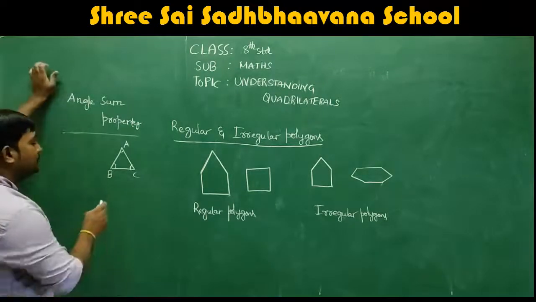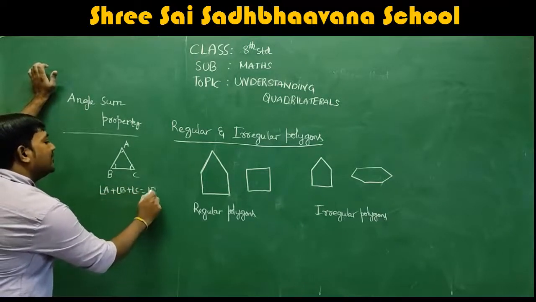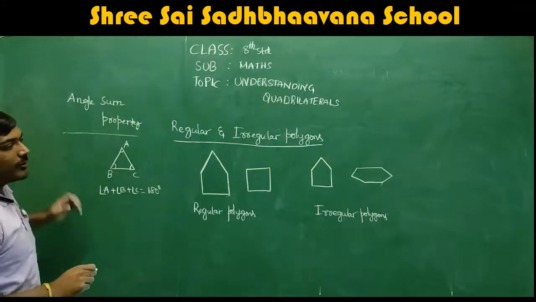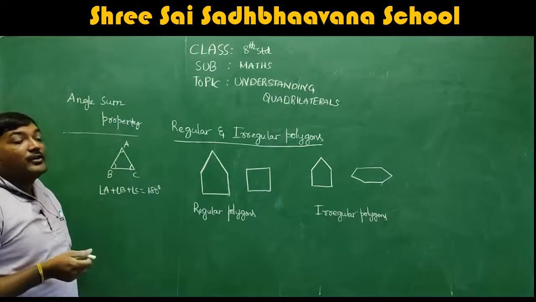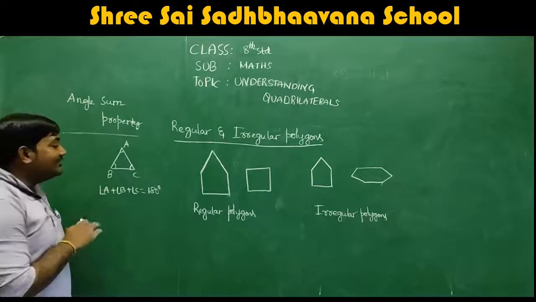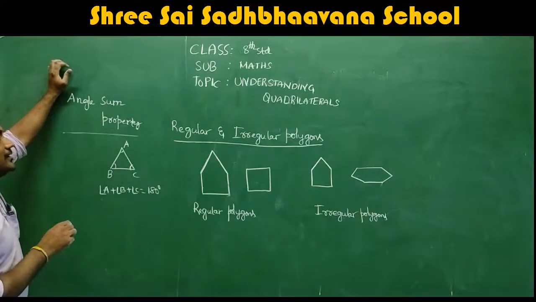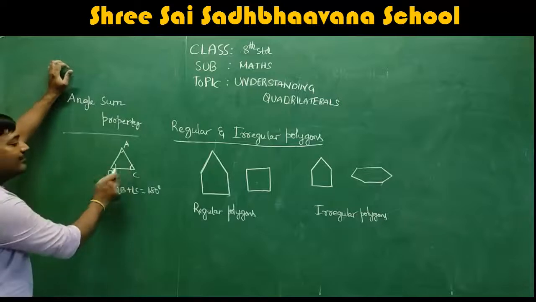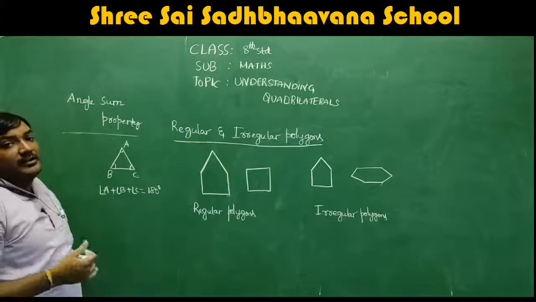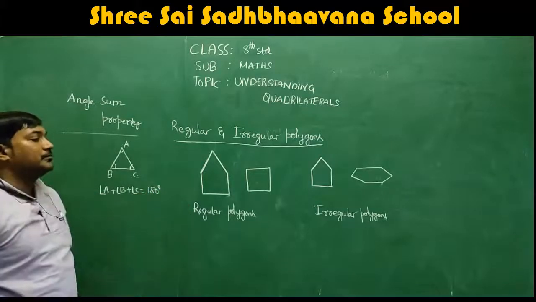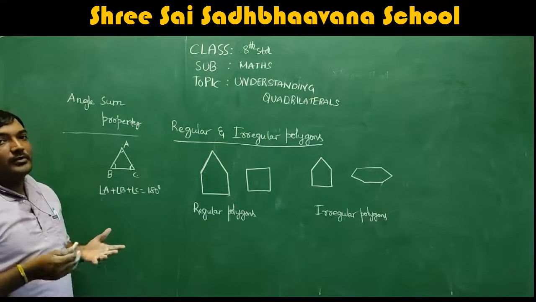So what is the sum of these three angles? You might be knowing this. The sum of all the three angles of a triangle is 180 degrees. This is called the angle sum property. It means the total sum: it is not the sum of A and C, or B and C, or A and B. It is the sum of all the three angles. Here we have three; in some figures you have four or five. It depends on the closed figure.